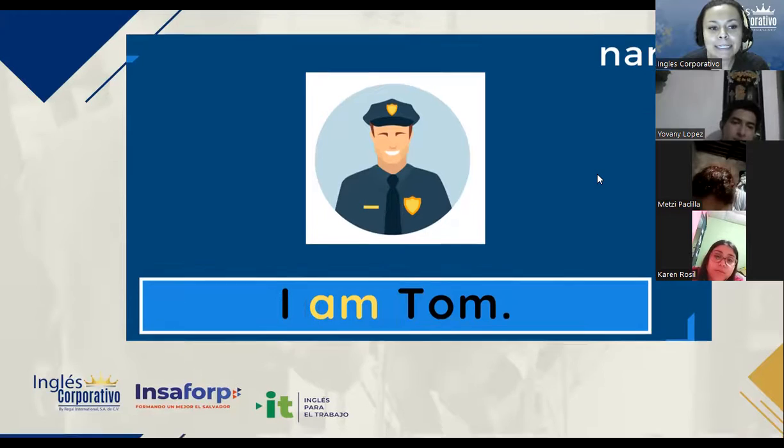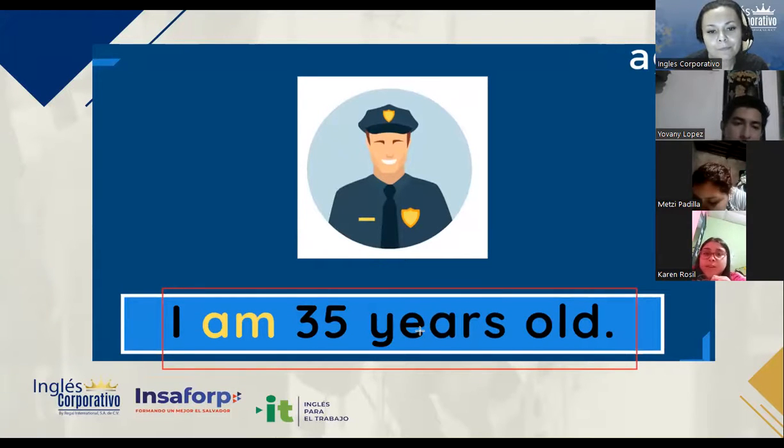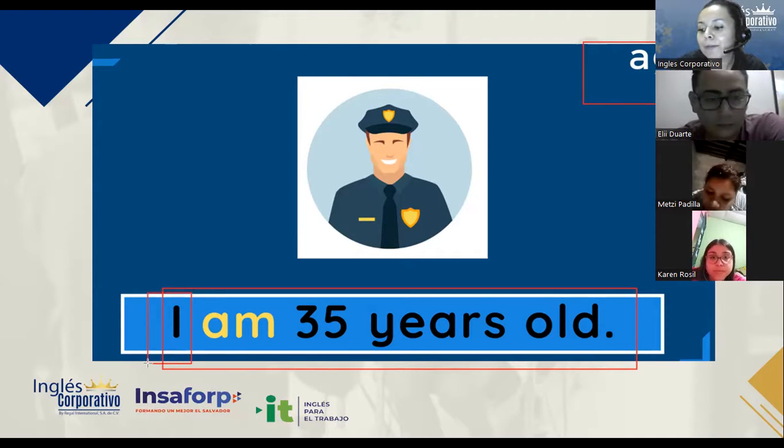Let's go next one. Please help me. Karen, 1, 2, 3, go. I am 35 years old. Very good. ¿Qué estamos expresando acá, everybody? Edad. Edad o age. Very good. Amazing. Aquí está, miren, age. Thank you. Igual, miren el orden, vea. Quiero que notemos eso mucho, vea. Primero va el sujeto, después el verbo to be. En este caso, la edad, ¿verdad? Very good, very good.